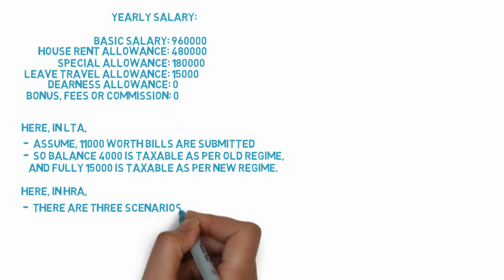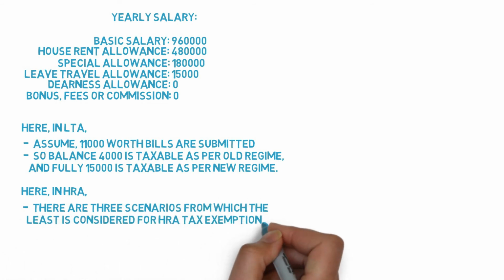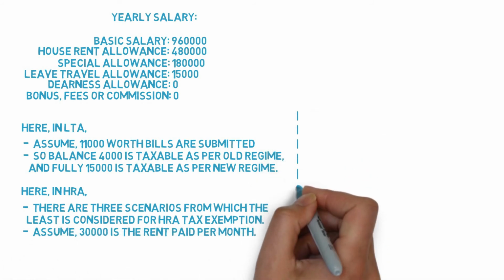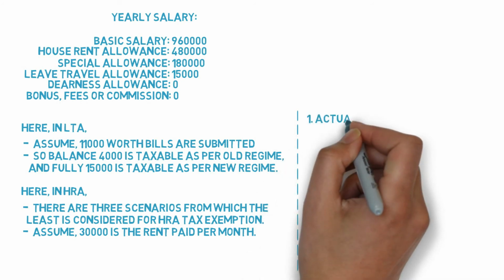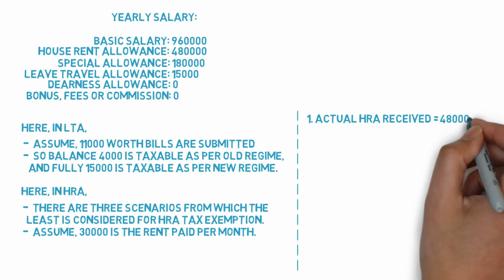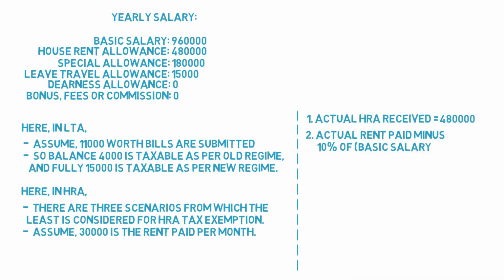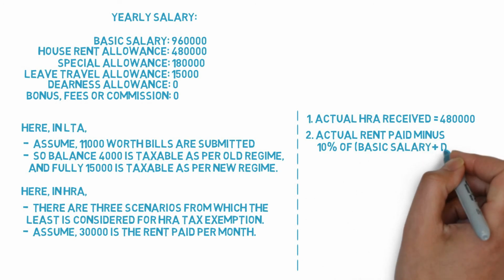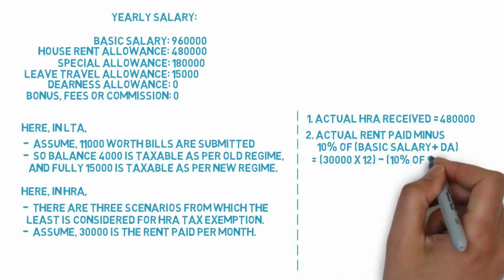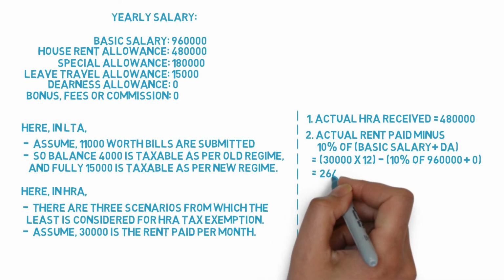In case of HRA, if for example he pays a rent of 30,000 per month, there are 3 methods of calculating HRA tax exemption amount. The first one is what's his actual HRA. It is 4,80,000. So case 2 is like what's his actual rent which he paid over a year, minus 10% of his basic salary plus DA. So it makes something around 2,64,000.